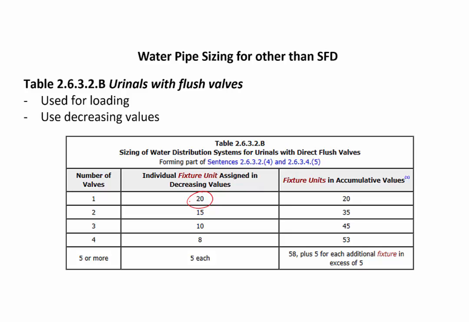I just want to point out that the first flush valve urinal is always given 20 fixture units. The second is always given 15, and then we're allowed to provide a decreasing or diminishing value for additional urinals that would be on the same branch, on the same distribution line. So what this column is trying to give you is a total for those accumulated values. For example, if there were 3 urinals in total, the first would get 20 fixture units, second would get 15, and the third would get 10, for a total of 45 for those 3 in the bank.